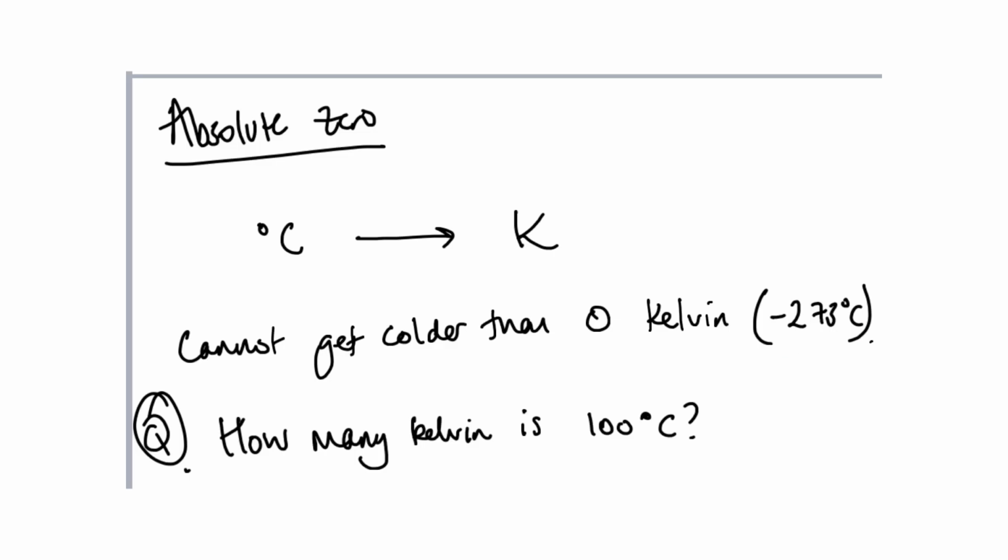The other thing to point out is if you go from 2 to 3 degrees C, that interval of 1 degree is the same as the interval going from 2 to 3 Kelvin. The gap between the numbers is equal to each other, they just start at different points. So, given that knowledge, how many kelvins is equivalent to 100 degrees Celsius? So have a think, and when you're ready, press play.